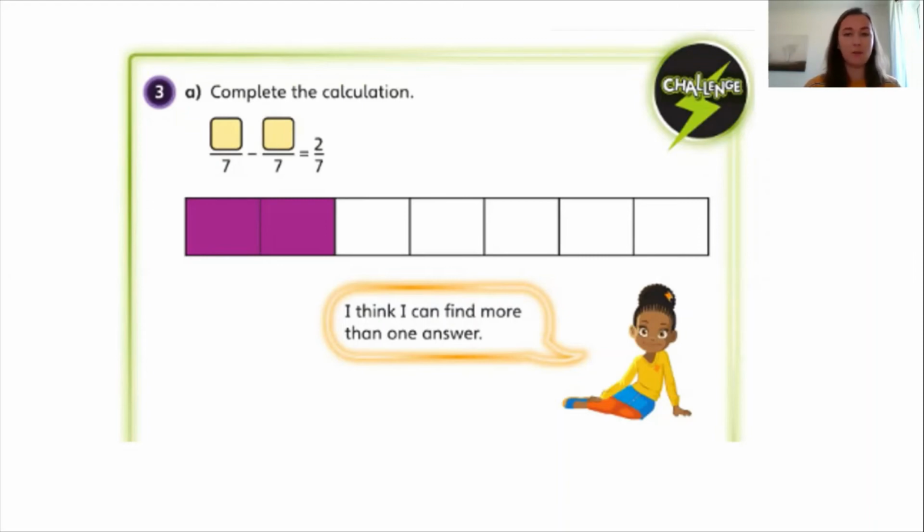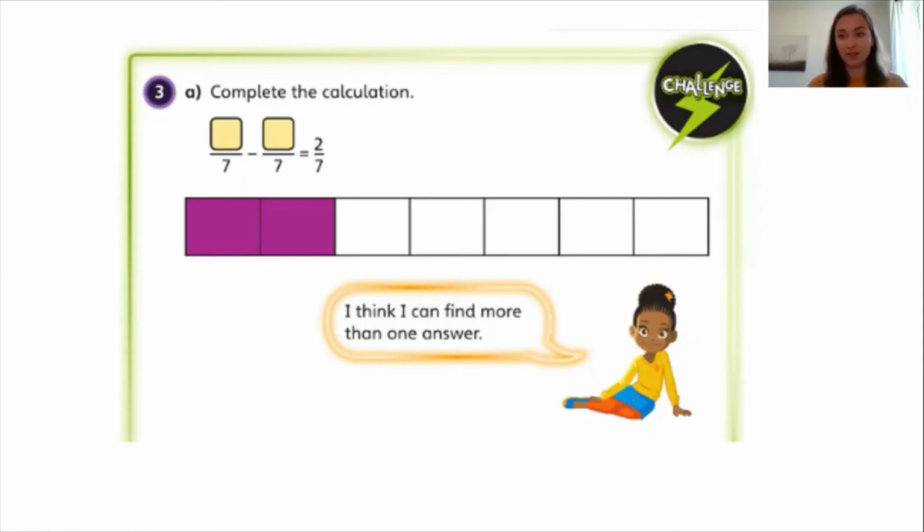If you think you're ready for a bit more of the challenge, keep watching the video and we'll go through some challenge questions together. Okay, so the question asks us to complete the calculation. 7ths take away 7ths equals 2 sevenths. So we're going to start with an amount, take away some sevenths, and our answer will be 2 sevenths.